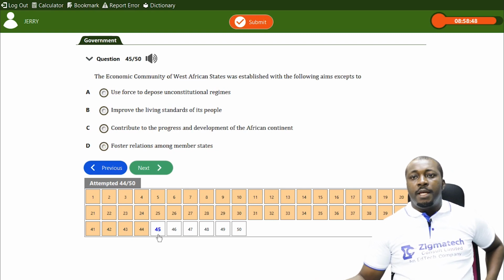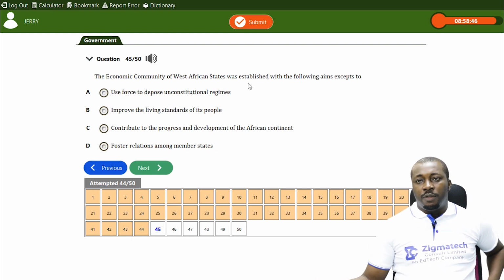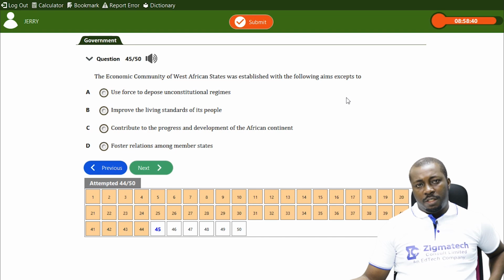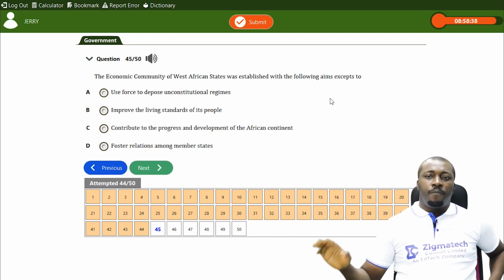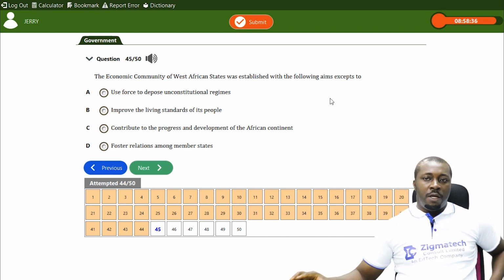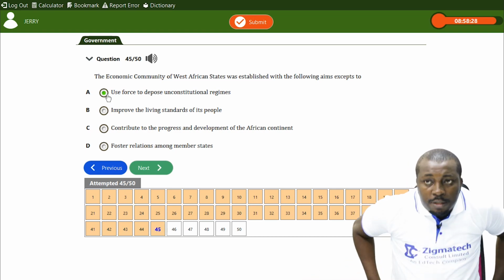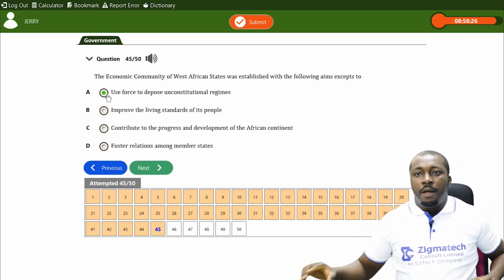Now, the Economic Community of West African States was established with the following aims, except to. Now, this question tests your knowledge of the objectives of ECOWAS. Now, A, use of force to dispose unconstitutional regimes. No, ECOWAS does not aim to do that.